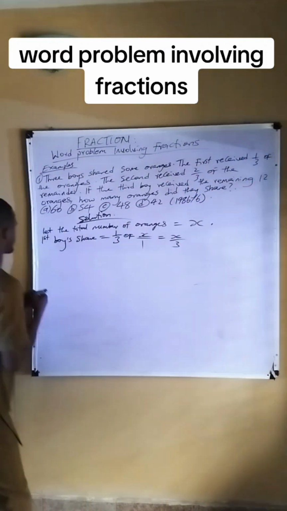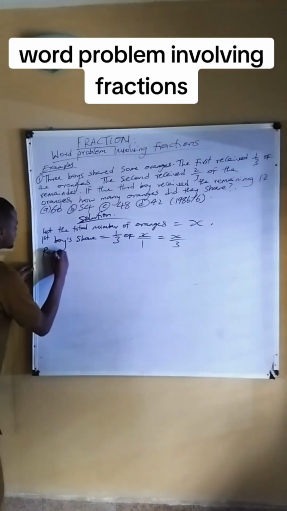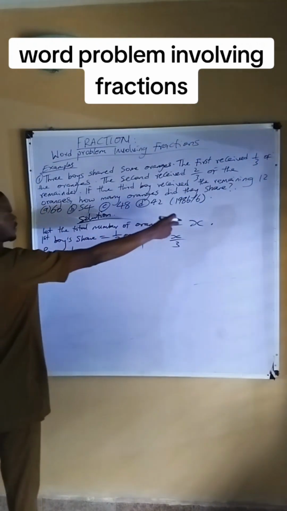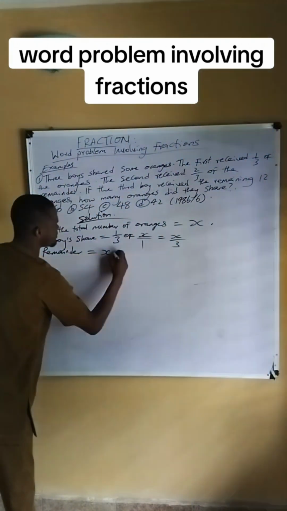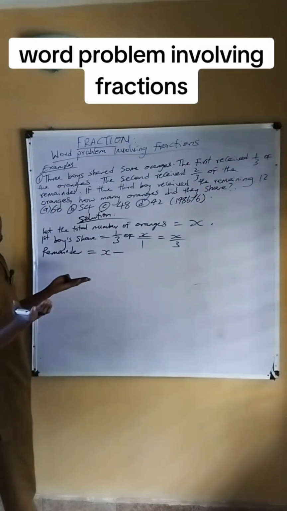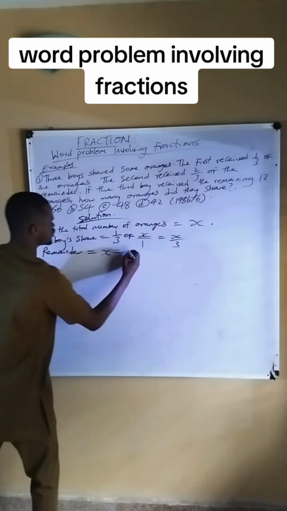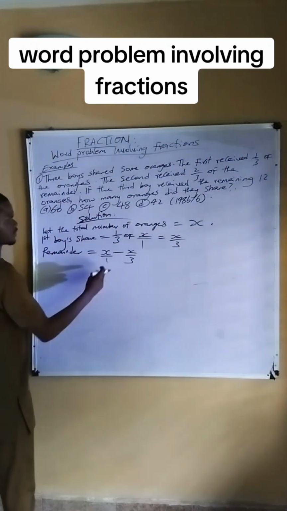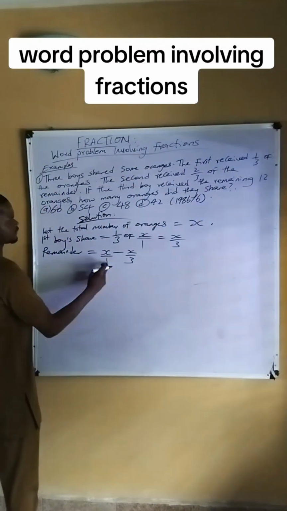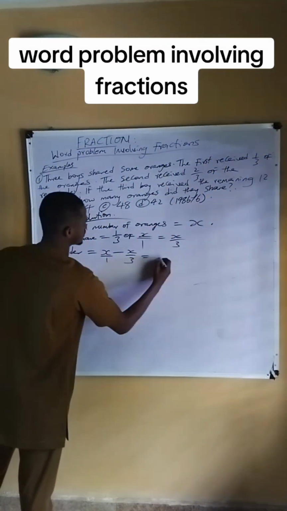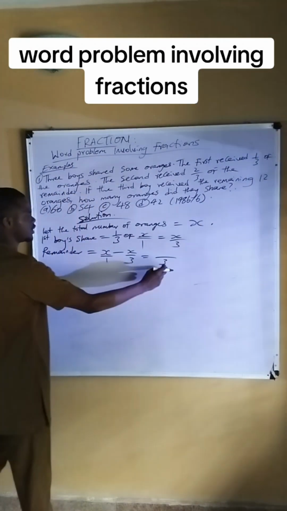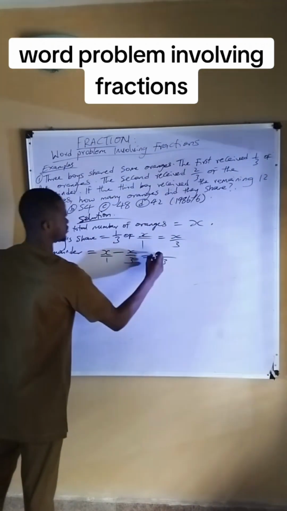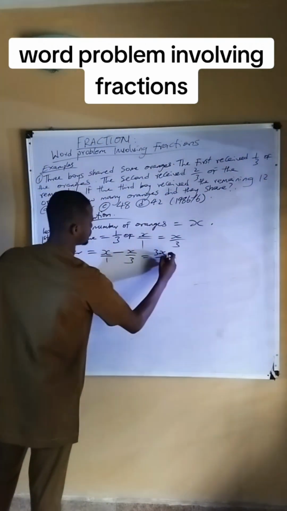Now, you say the remainder after the first boy's share is equal to the total oranges minus what the first boy collected, which is S all over 3. There's an invisible over 1 here. What's the LCM of 1 and 3? The LCM of 1 and 3 is 3. 3 divided by 1 gives us 3. 3 times S gives us 3S.